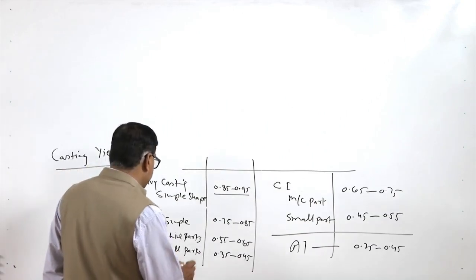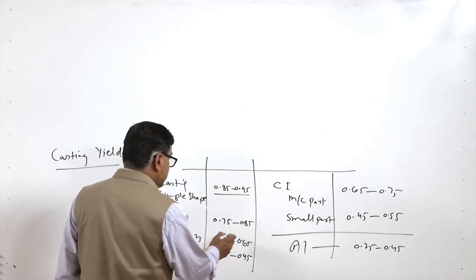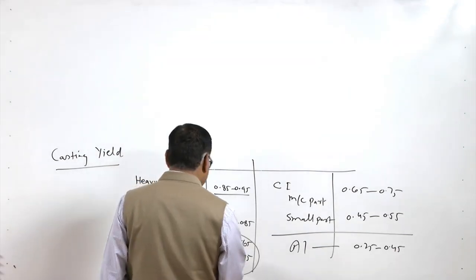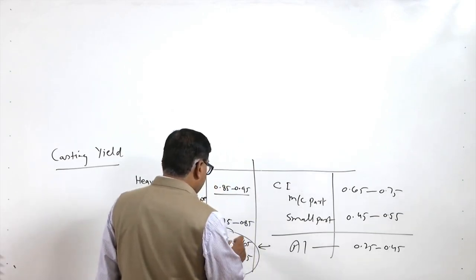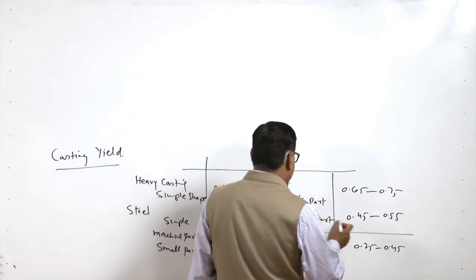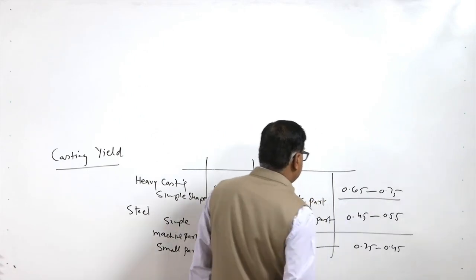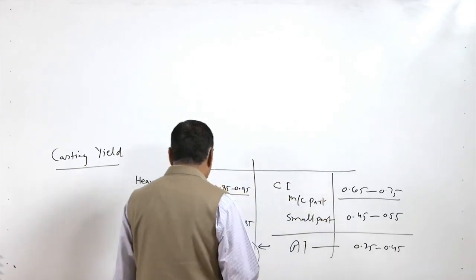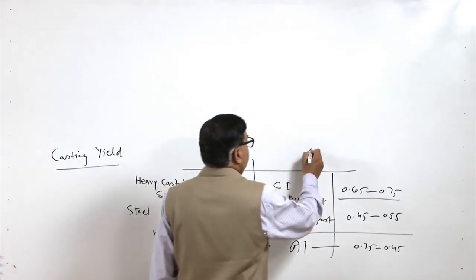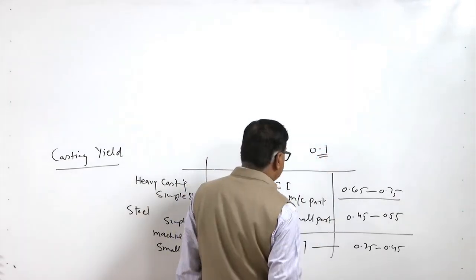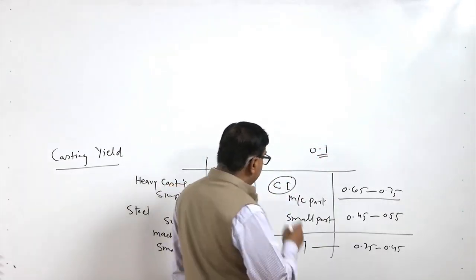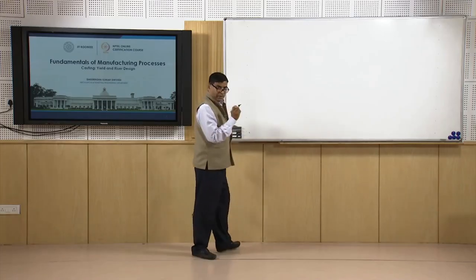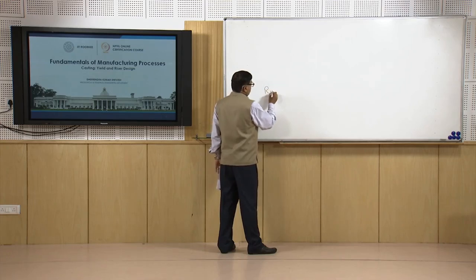So, if we try to compare these two, the steels and cast iron, in case of the steel, for machine parts it is 0.55 to 0.65, and here for machine parts it is 0.65 to 0.75. And so, there is a little bit higher yield in case of the cast iron as compared to the steels, the difference is of 0.1. So, this difference is attributed to the better castability of the cast iron as compared to the steel. Now, we will be talking about the riser design.